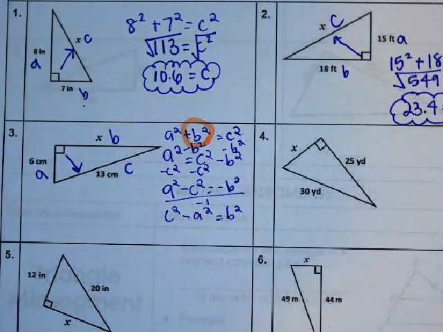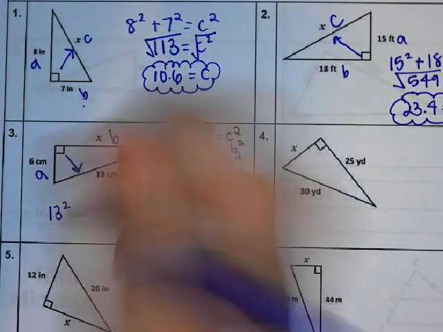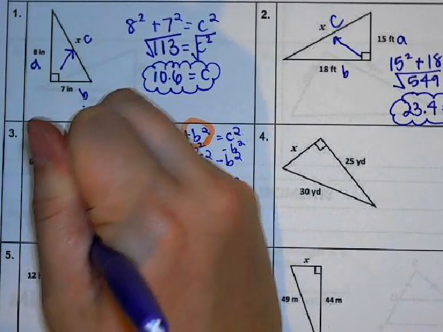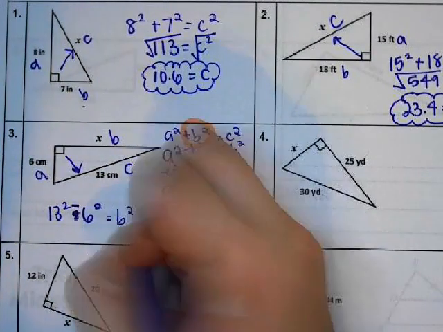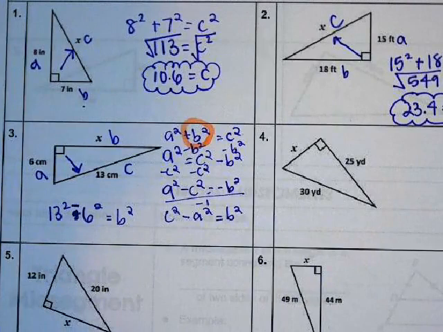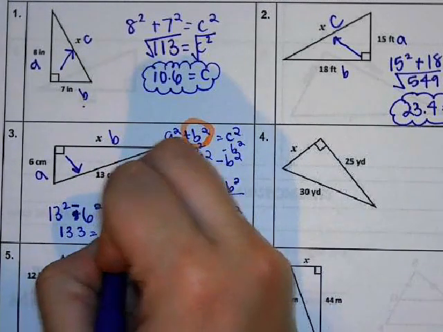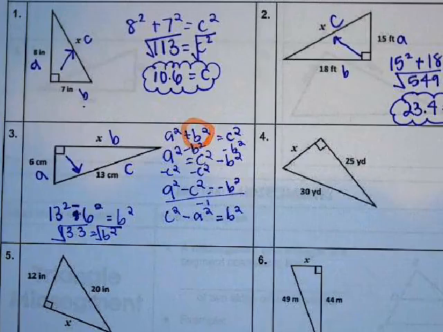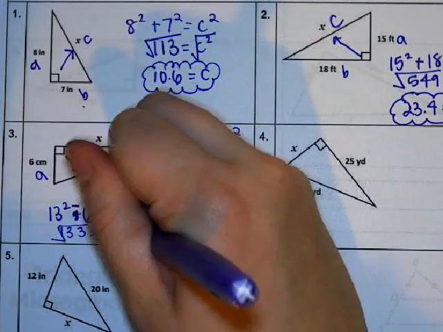So now I've got this really great formula that I don't really have to do anything except plug my numbers into. So I've got c squared, 13 squared, minus a squared, which would be 6 squared, gives me b squared. Now I'm going to put 13 squared minus 6 squared in my calculator. That should give you 133 is equal to b squared. Take the square root of both sides. That should give you a b of 11.5.